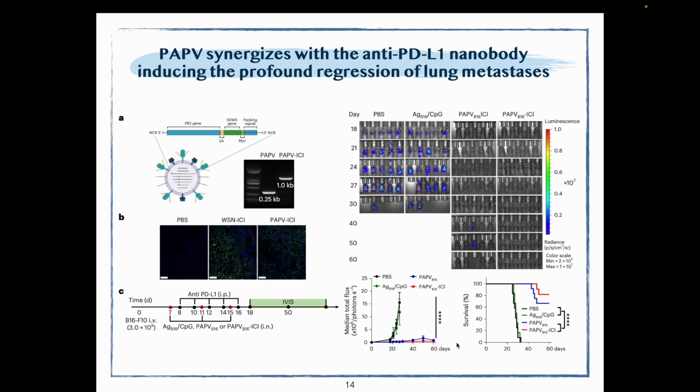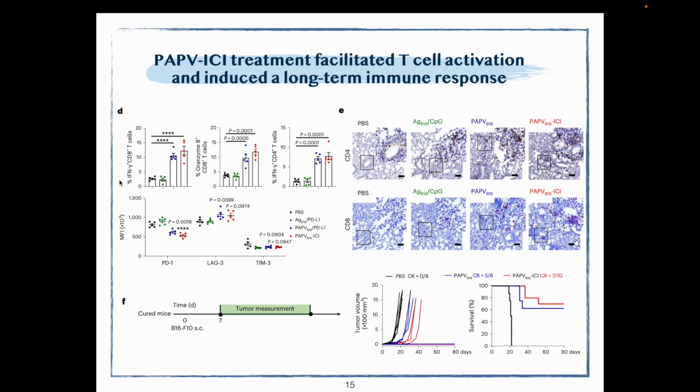And we can see the results here that the PAPV combined with the immune checkpoint inhibitor, the anti-PD-L1 antibody, could inhibit the tumor growth in the lung area and prolong the overall mice survival. And this result comes from the increased activation of CD8 positive T cells, represented by interferon gamma and granzyme B here. These two markers are increased after PAPV treatment. And the PAPV also increased the TH1 subtypes.